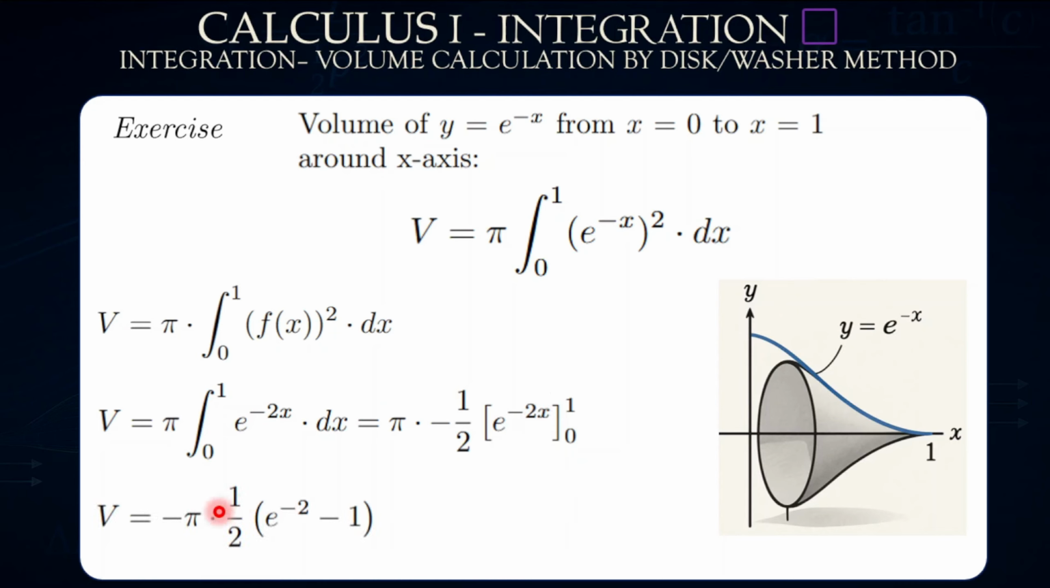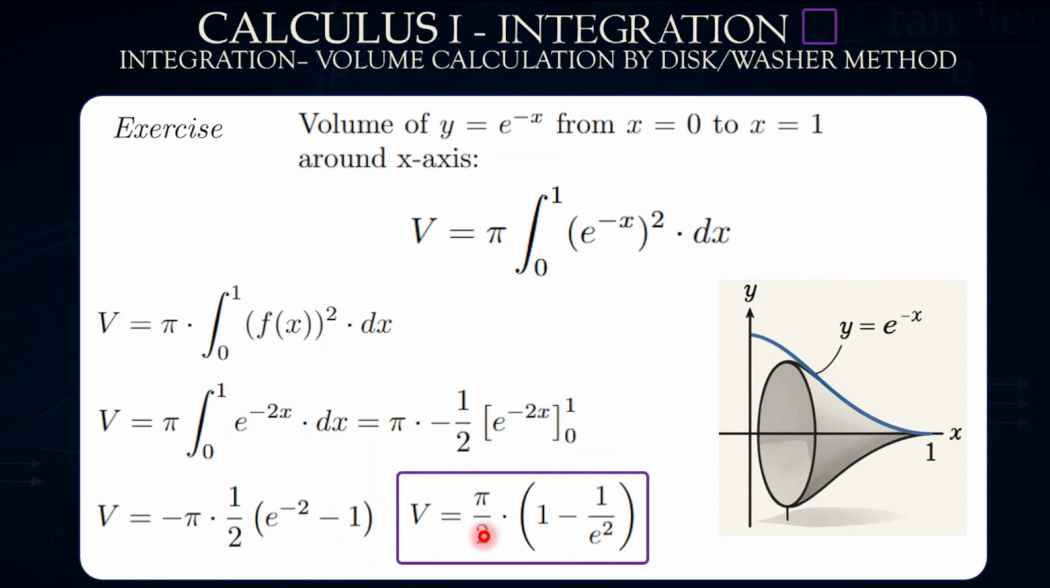Equal to minus pi times 1 divided by 2, e to the power minus 2, minus 1. You replace x by 1, so you have minus pi times one half, e to the minus 2, minus 1, which is pi over 2, multiplied by minus to remove the negative sign here. V equals pi divided by 2 multiplied by 1 minus 1 divided by e squared, of course in cubic units. That is the volume of y equals e to the minus x revolving around the x-axis between 0 and 1.